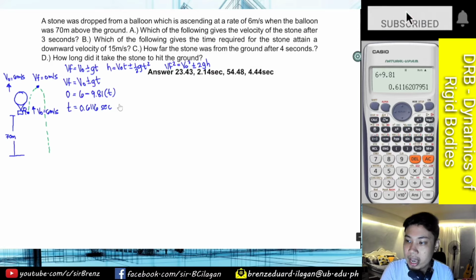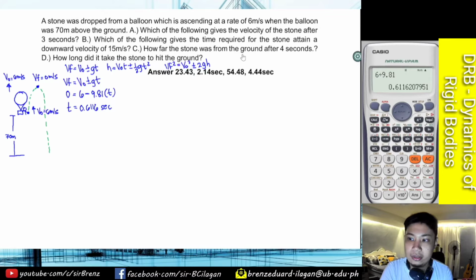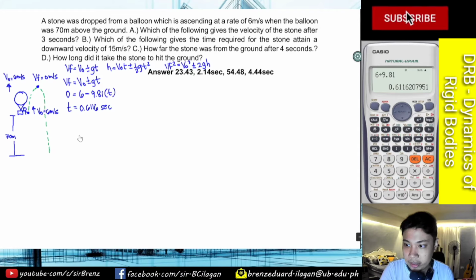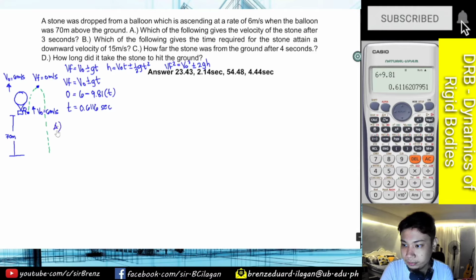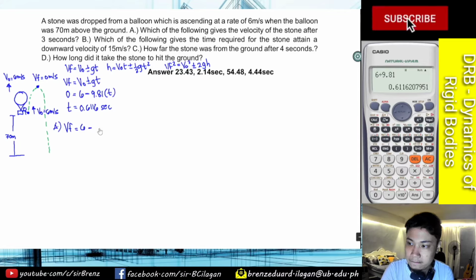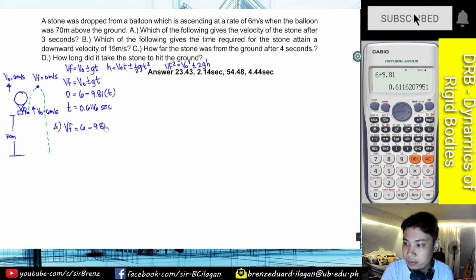So what I will do, I will apply the same equation, but this time, the time that we will use is the 3 seconds. So what will happen here, guys, the negative sign will tell you the direction of your velocity. So what do I mean by this? So for letter A, your final velocity is what we are looking for, right? So initial velocity of 6, and then minus, since it is opposite, 9.81 times 3 seconds.